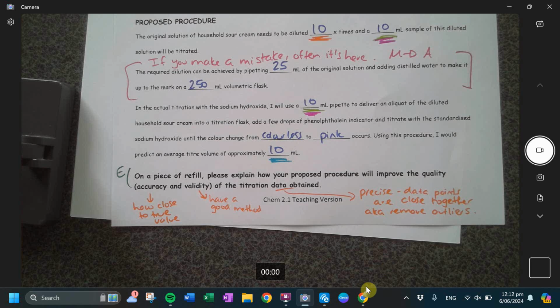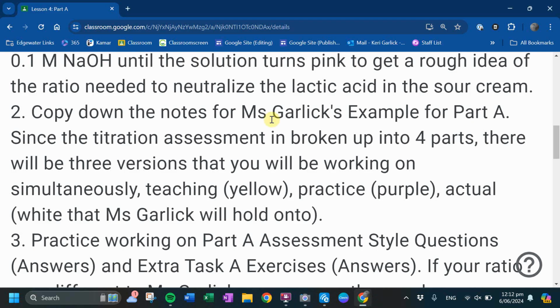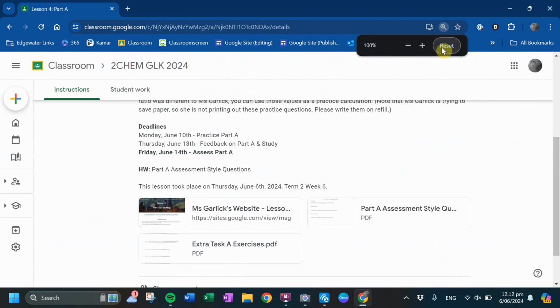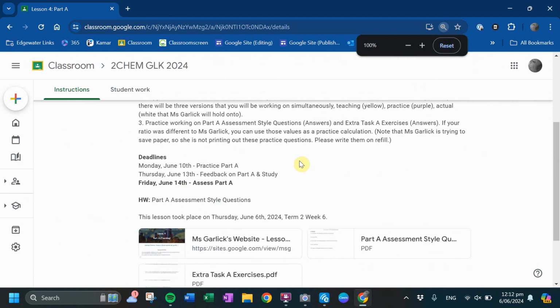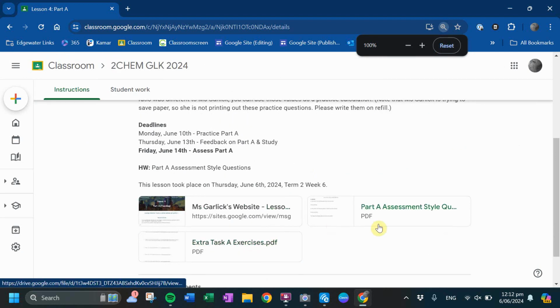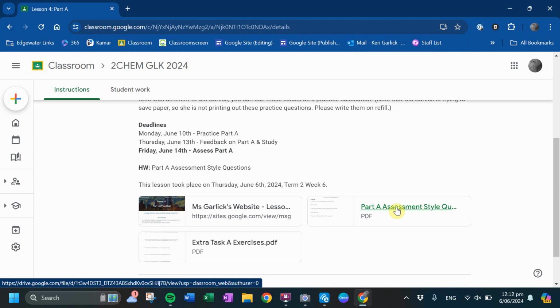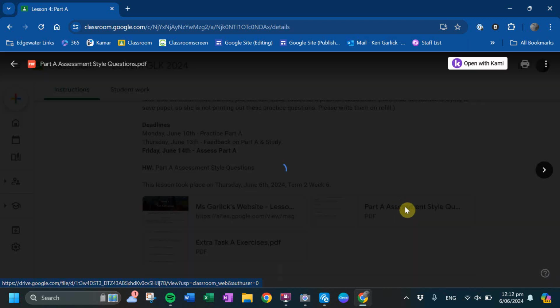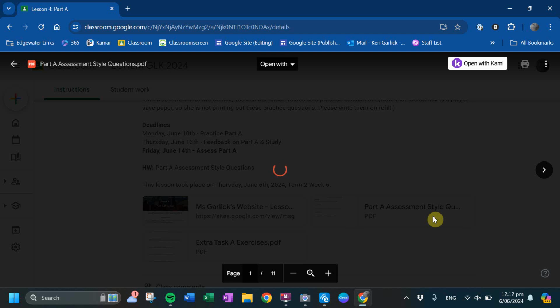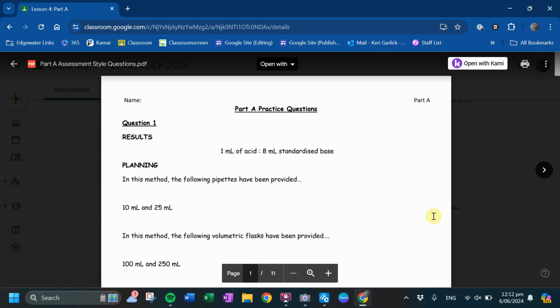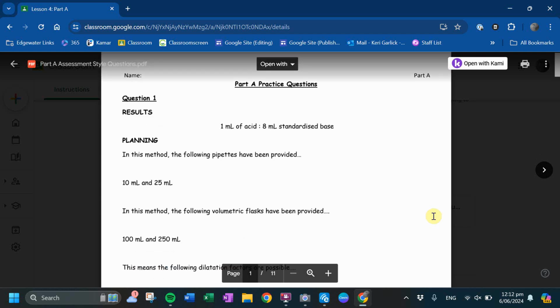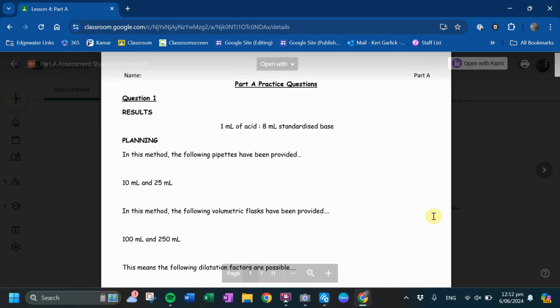Let me show you guys where the work is. Let me unzoom this in. Reset. There you go. Okay. So what I have done is I have created some extra Part A practice questions. Hopefully this will load. I haven't printed it out because, you know, budget costs, but it's the same format as what we've done with that yellow piece of paper.